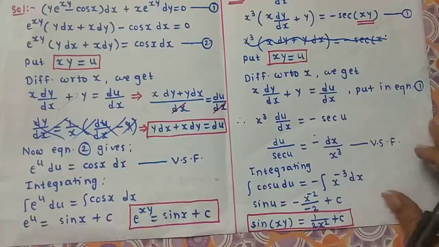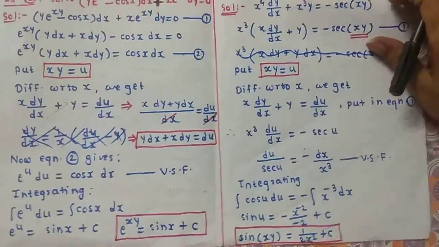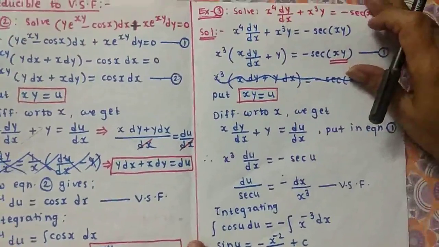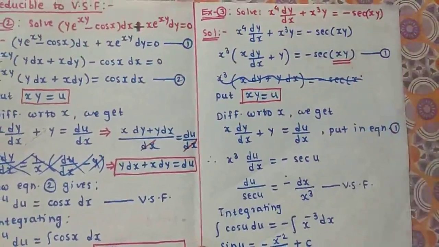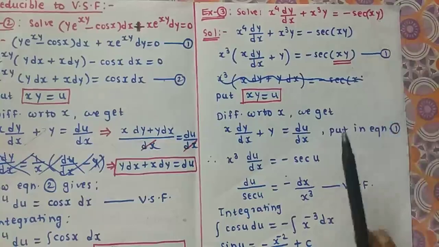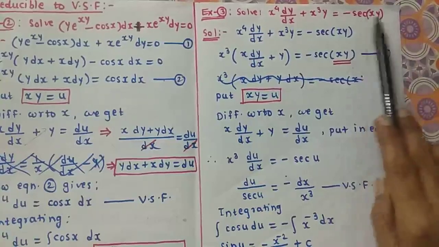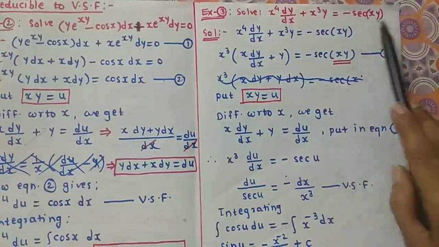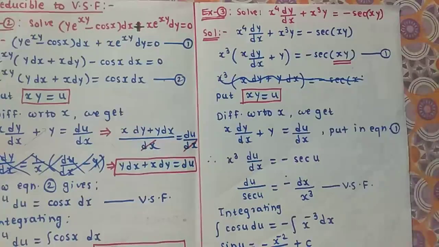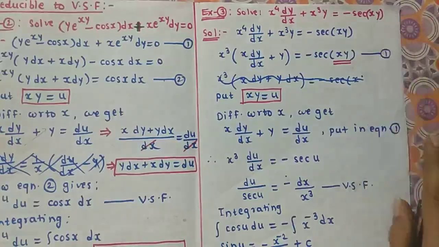So in this easy way we solve the differential equation, and we easily reduce the given differential equation into variable separable form. Now let us see the next example. Again, in the next example, if you observe, there is the term sec of xy. Is it possible to separate xy from this angle? No, it is not possible. That's why here we use substitution, xy equals to u.